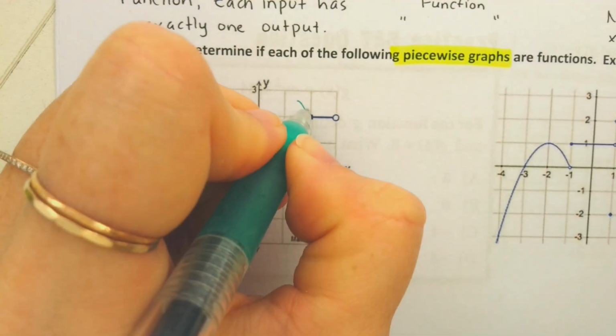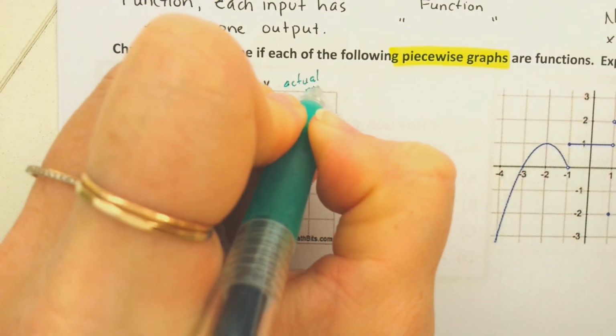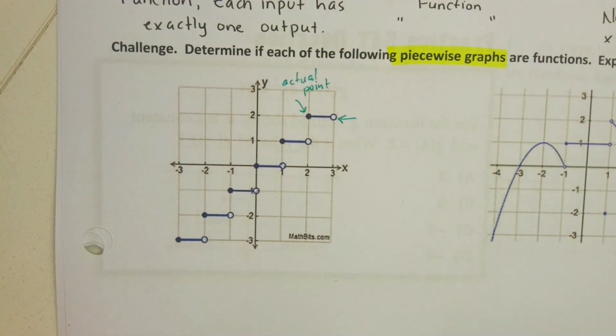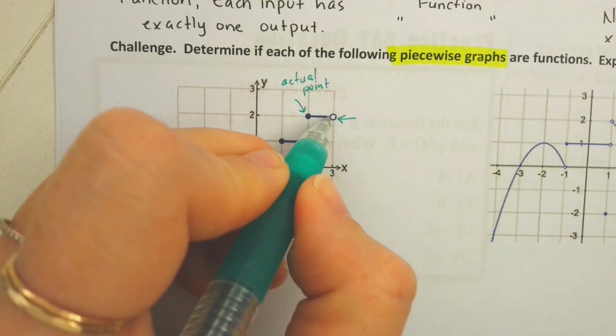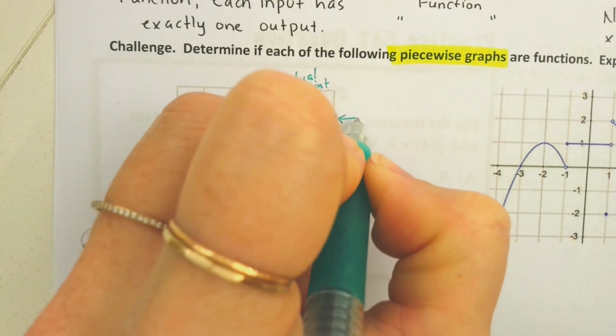So when you see this closed circle, that's an actual point. When you see this open circle here, that's not an actual point. It's just an open dot. There are points right up to it, literally right before it, but not right there where the open circle is.